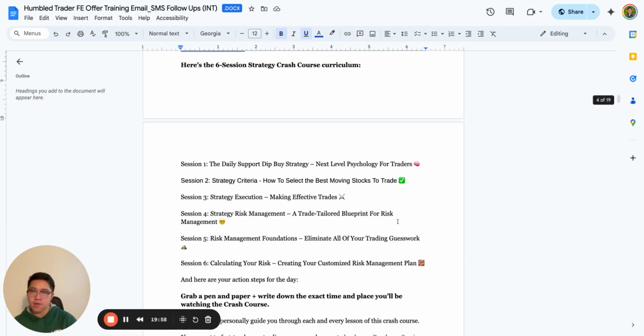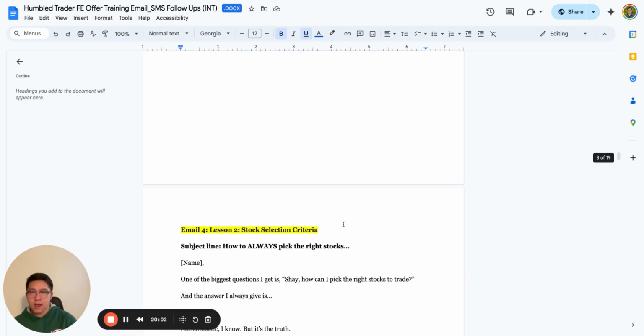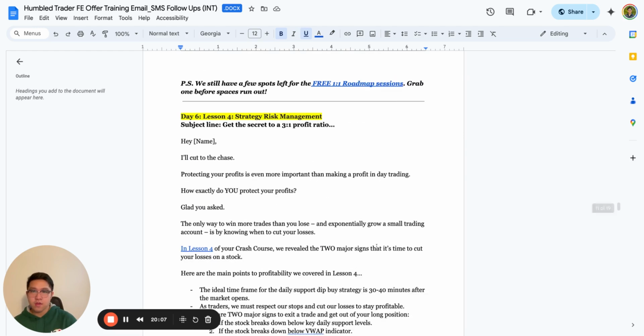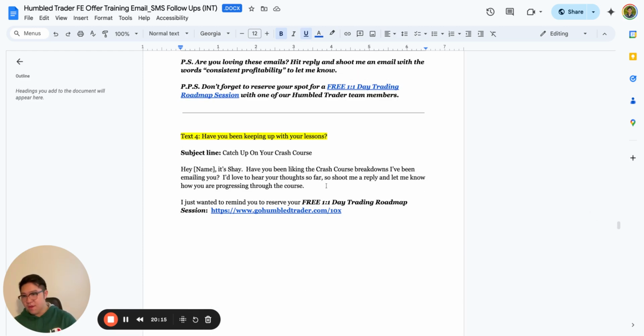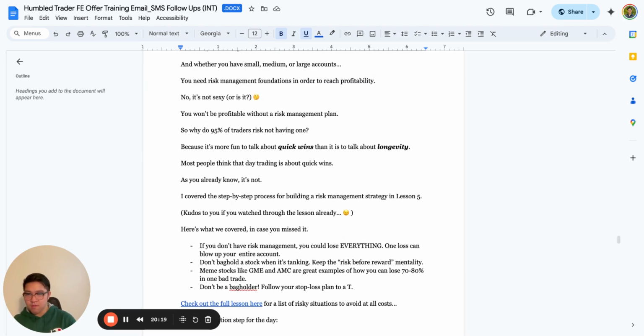So log into your members area here. One, two, three, four, five, six sessions. Here's the mindset. Here's the stock selection criteria. Here's the strategy for risk management. And so all of this here is just following people through the lessons and really giving a reason that we're emailing them, which is that we're trying to teach them.